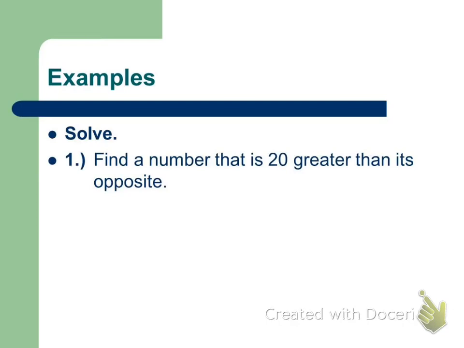Define a variable. Lexi, what's our variable going to be? N. That's a good one. What does it represent, Lexi? A number. That's what we don't know. We don't know what that number is. So N is going to represent a number. So we are told to find a number. So above the word number, I can just put my N.